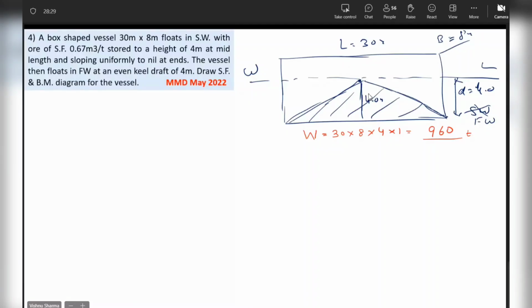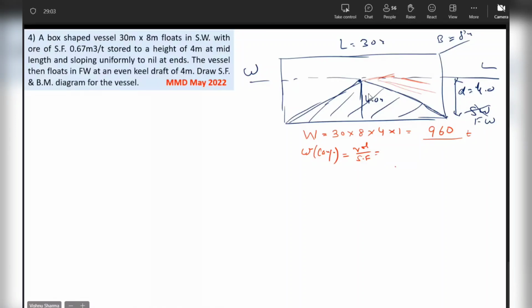Please ask that time itself. Then we have to find the weight of the cargo. Weight of the cargo will be volume of the cargo upon stowage factor. Volume of this cargo is what you're seeing from the side. This cargo is like this to the breadth, right? So it is like this up the full breadth. So if we take the area of this triangle and multiply by the breadth, I'm sure you'll agree, it will become the volume of the cargo.